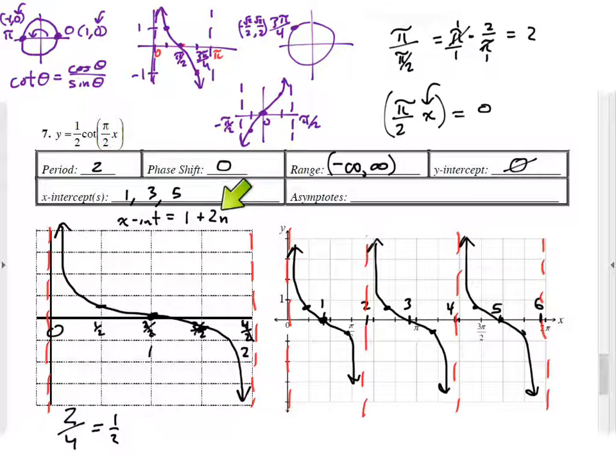So like we can say n is 1. And so 1 plus 2 is 3. There you go. We can say n is 2. So 1 plus 4 is 5. There you go. And you can pick any integer you want to plug into n to find the other x-intercepts. To find our asymptotes, we got 0, 2, 4, and 6. We take our first asymptote, which is 0, to define the rest of them, and then we add to that our period. You don't need to have the 0 there. I just do it for explanation purposes. So this defines all the asymptotes.